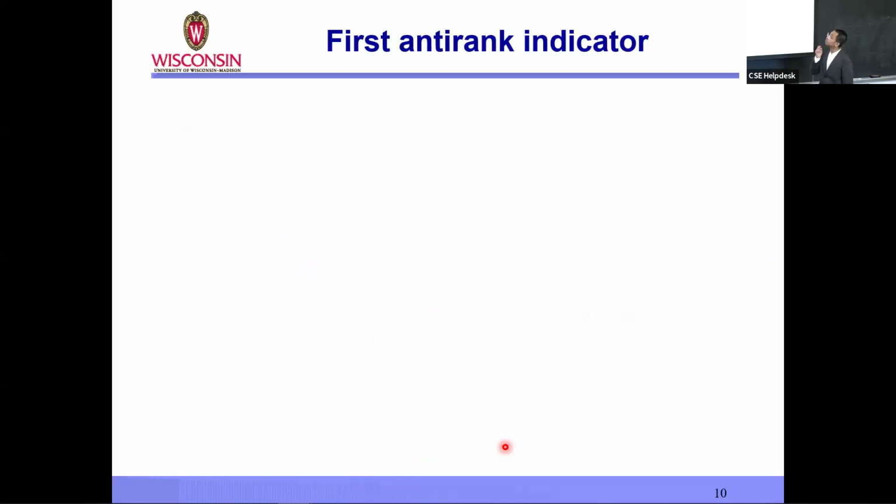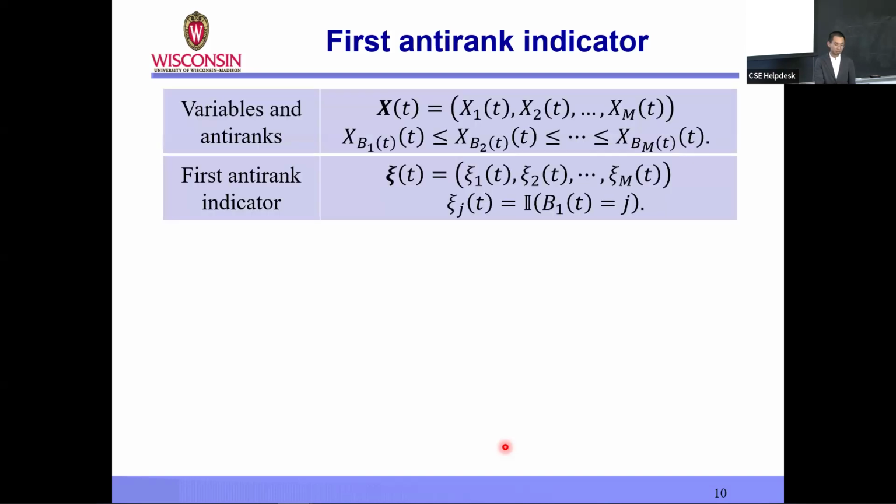So let's move to the proposed methodology. The method we propose is a combination of anti-rank monitoring and Thompson sampling. The anti-rank method is a non-parametric method. The basic idea is that once we receive the measurements x_t here, we sort them from the smallest to the largest, and we define the first anti-rank indicator to indicate which variable takes the smallest value.